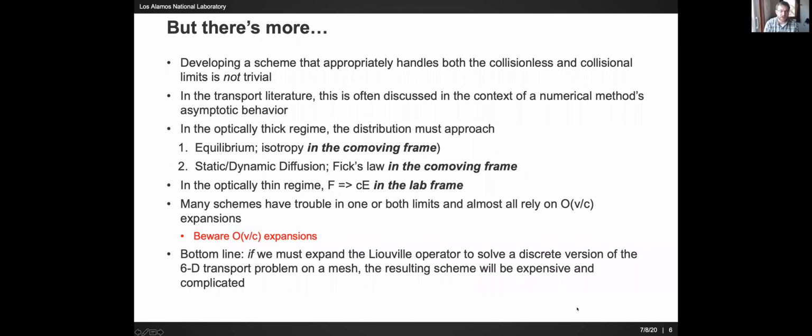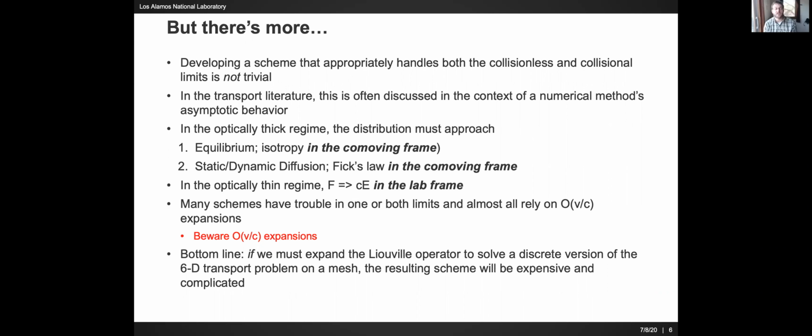I mentioned that the co-moving frame is the natural one to consider things like equilibrium, and in fact it's also the natural frame to think about things like diffusion, right? We know how the radiation field should diffuse, and that expression of diffusion is always written in the co-moving frame. That's the frame in which we have a clear understanding of how this physics works. And then similarly, in the optically thin regime for free streaming, we know how to write that down trivially in the lab frame.